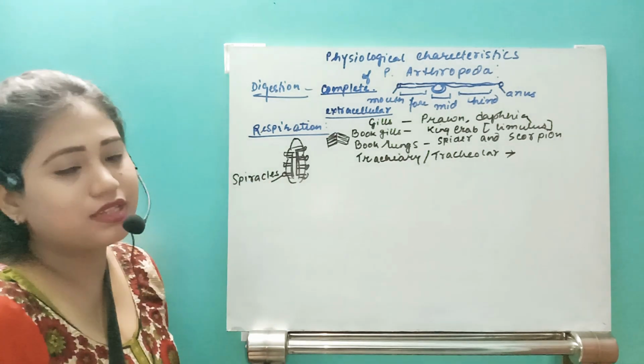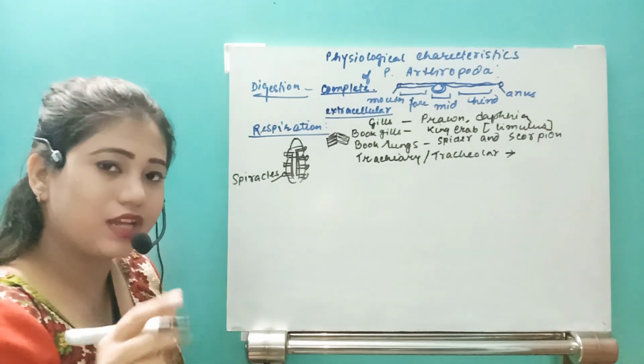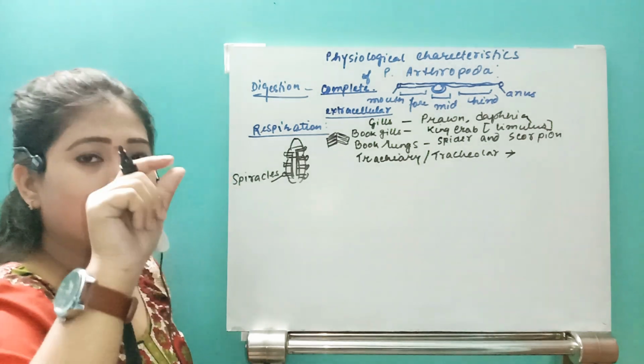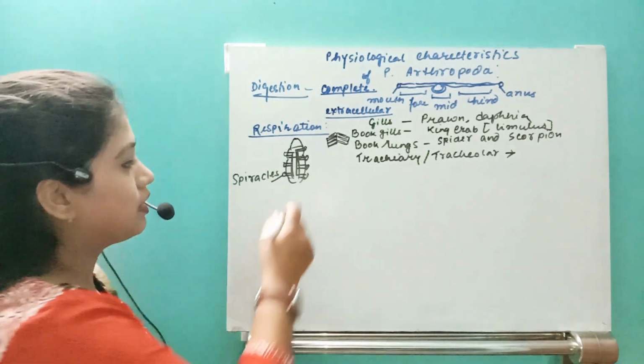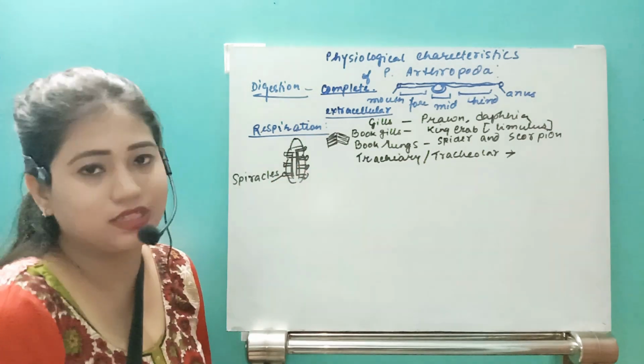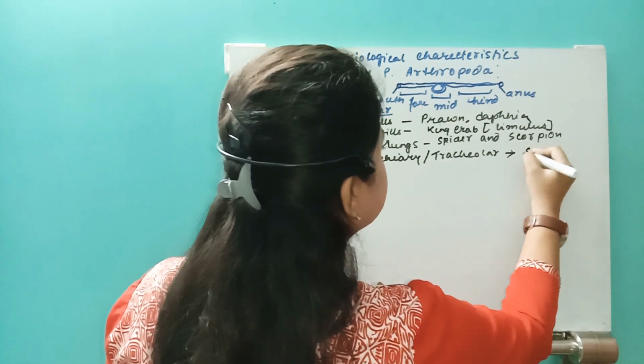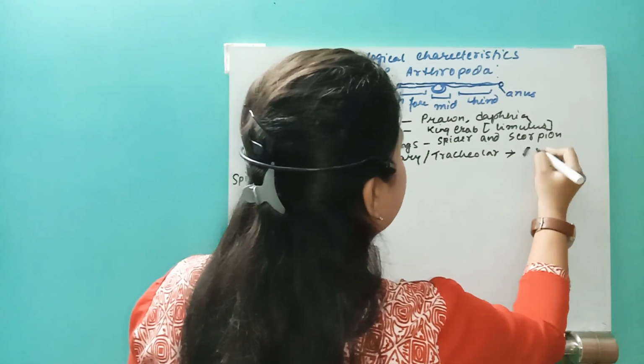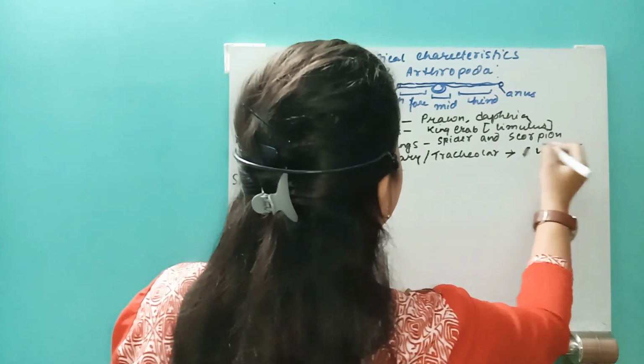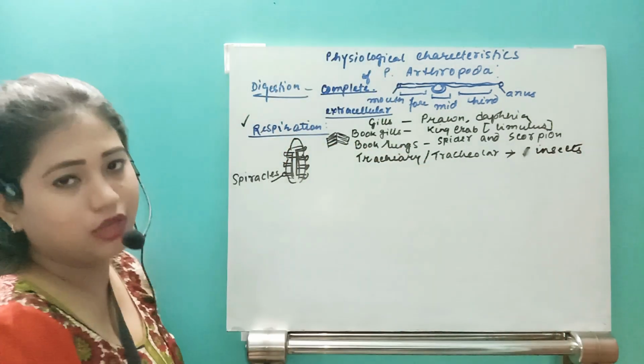So spiracles are present in the lateral sides, which have some tunnels which ultimately join to the large trachea present inside their body. So the tracheary or tracheolar system is present in case of insects. Remember that this is about their respiration.